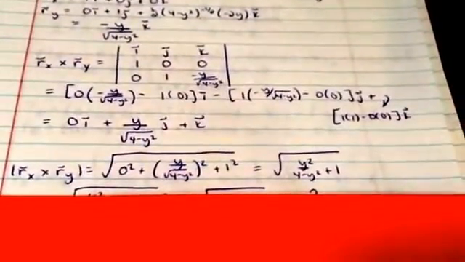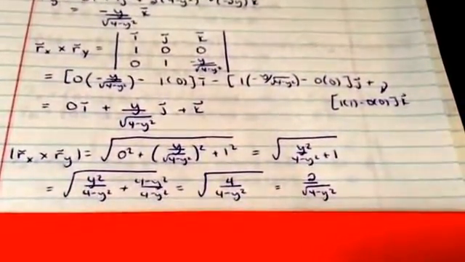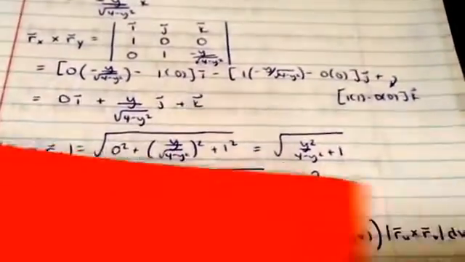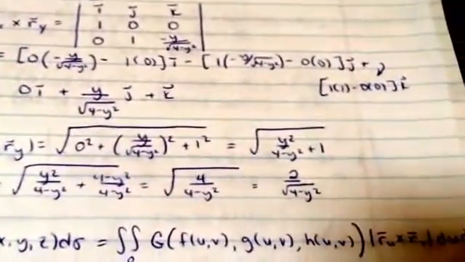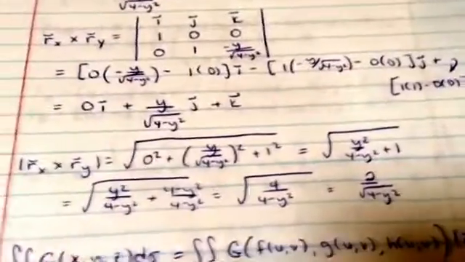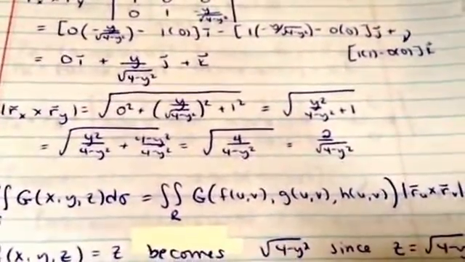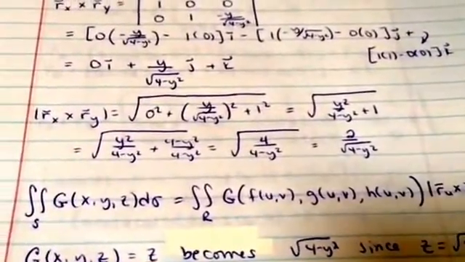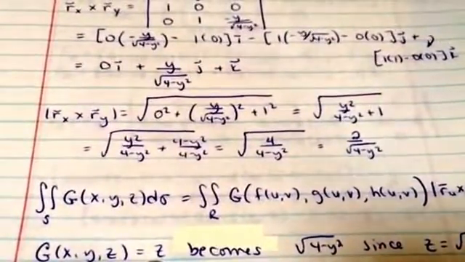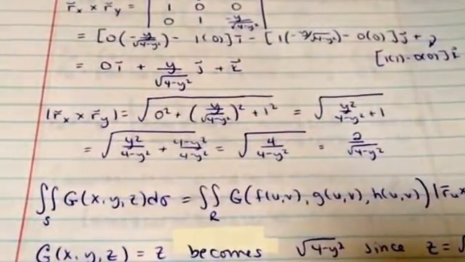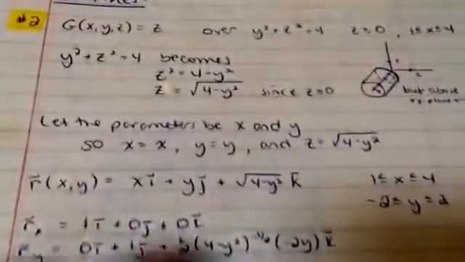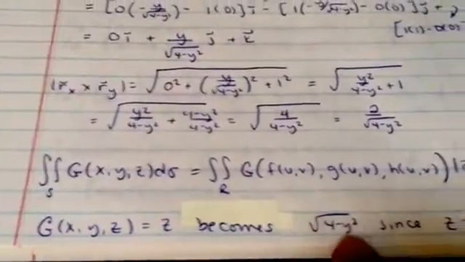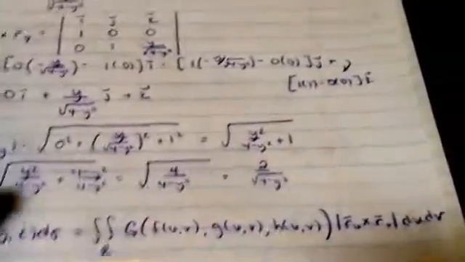Simplifies down to just this. We do the magnitude, simplifies down to just this. Okay, so that's the magnitude of the cross product. So now here's my formula. This is the same formula that was in the book. But you can't use the z for your g. This was what your g originally was, but you can't use it because you have to have just x's and y's now. And so you have from up here that z is this. So g equals z becomes g equals this, since z is equal to this.